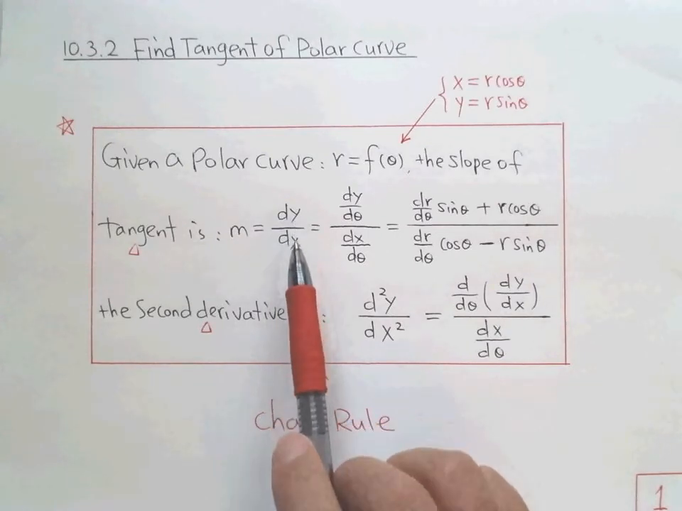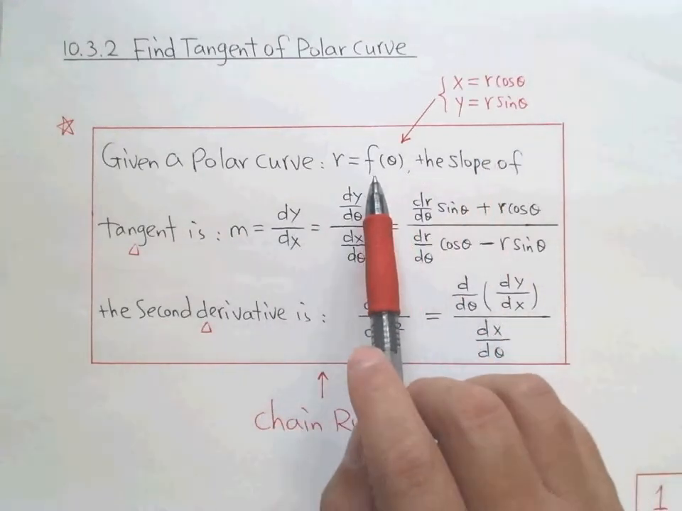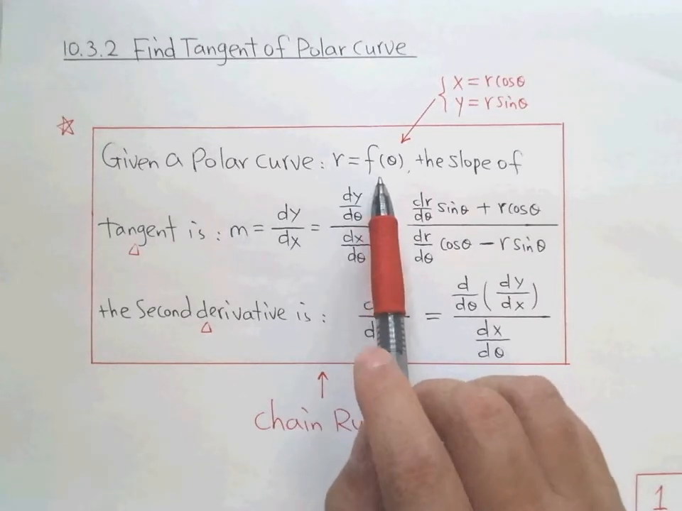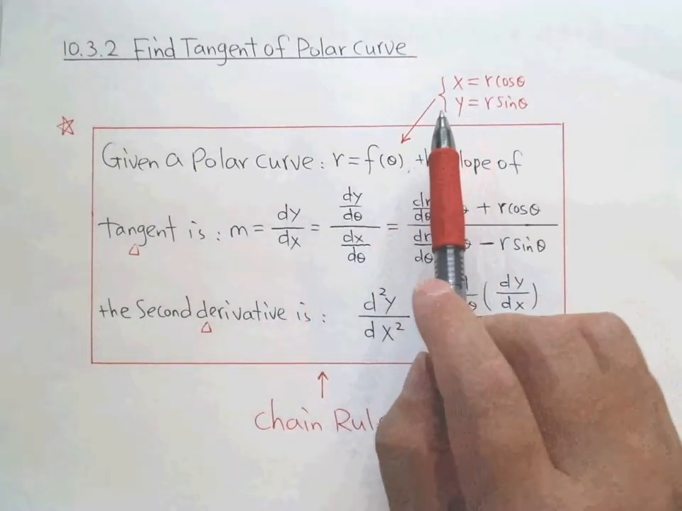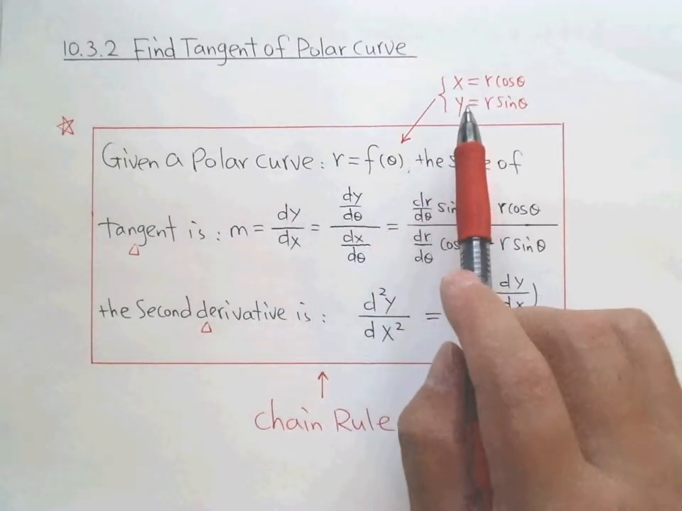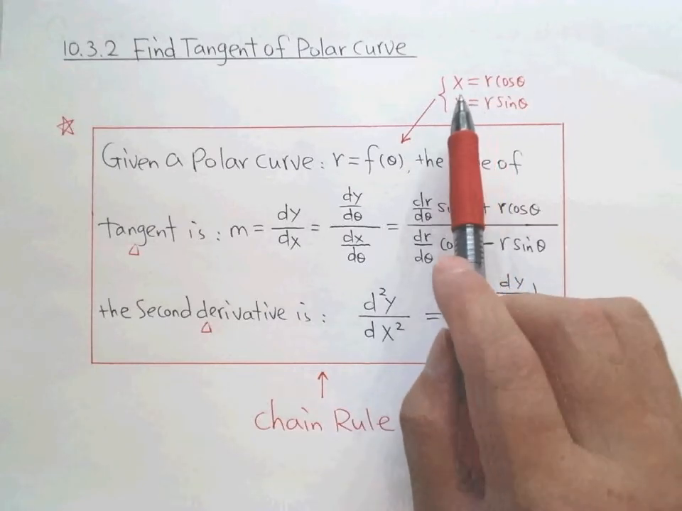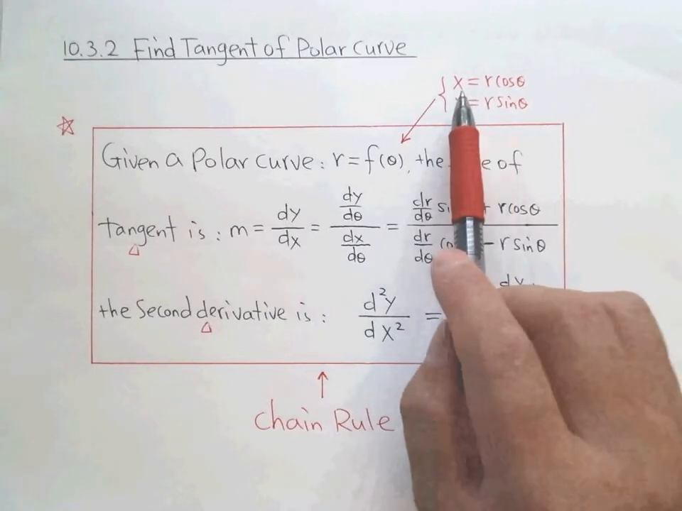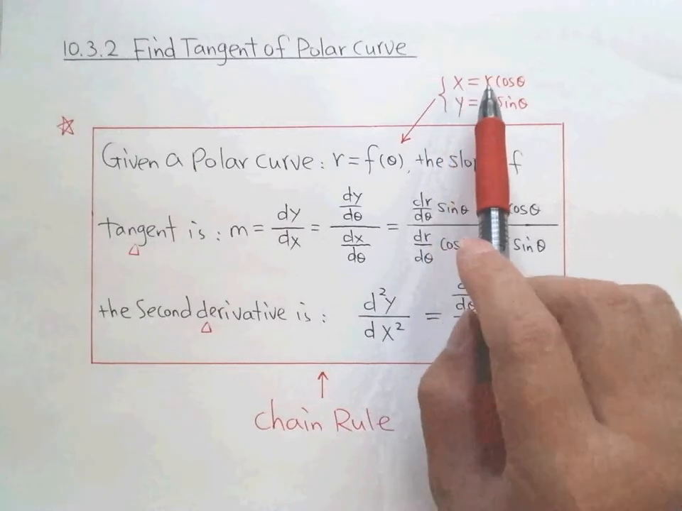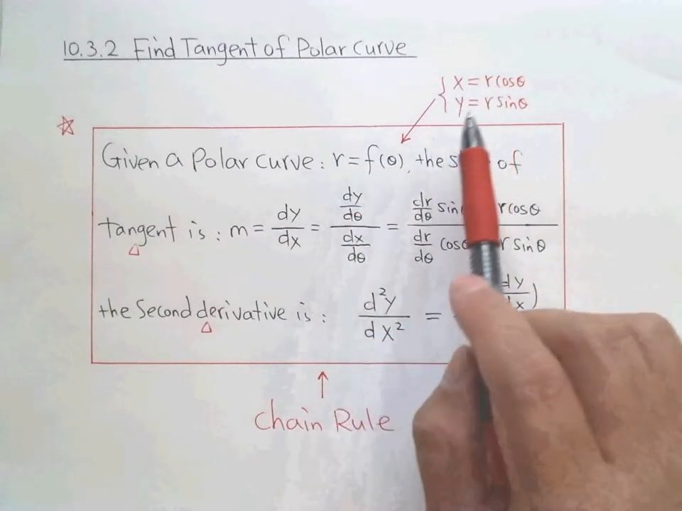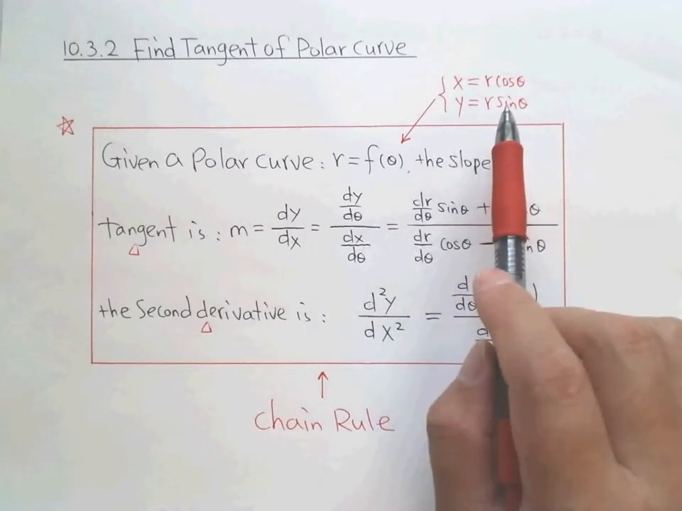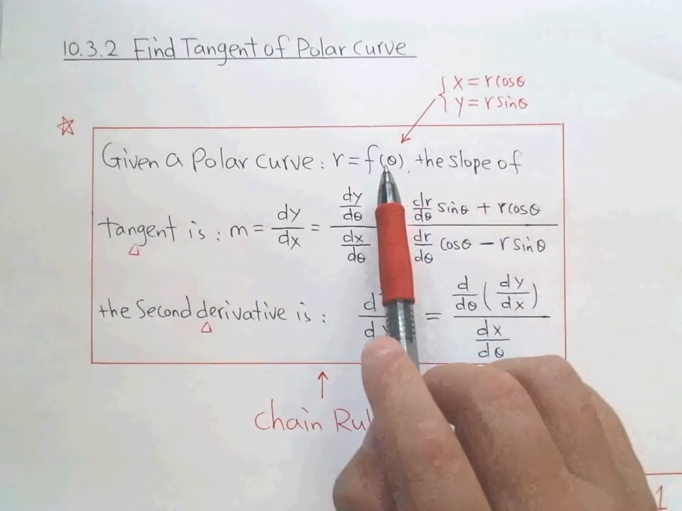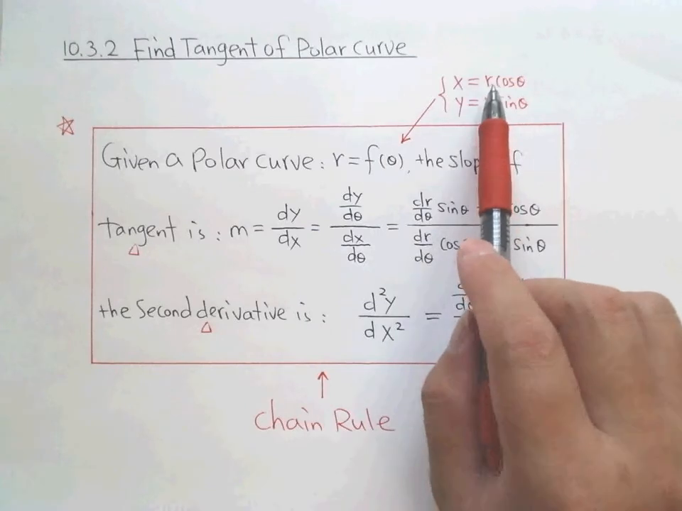However, here we have a polar curve, in polar coordinates. We don't have x and y, right? What do we need to do? We can change to the rectangular system, or a rectangular equation. Remember, we have the link: x equals r, the distance, times cosine theta, and y is r times sine theta, right? This is the link. And r is a function of theta.